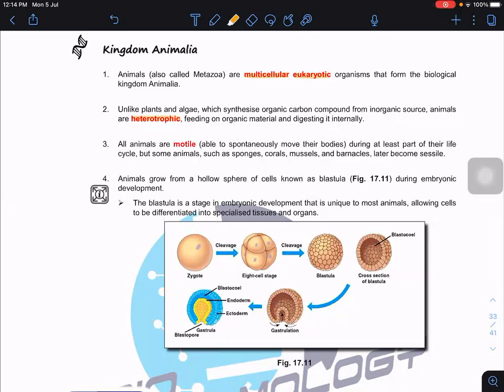Impossible. So all animals are motile. Motile means movement. At least a certain part in their life cycle or certain parts of their body. Okay, number 4, what makes animals special compared to plants?